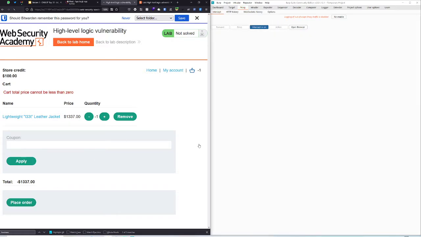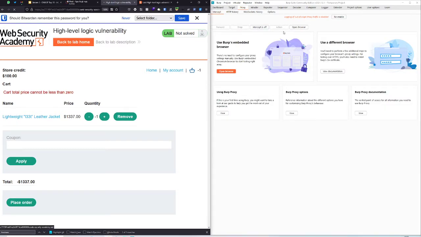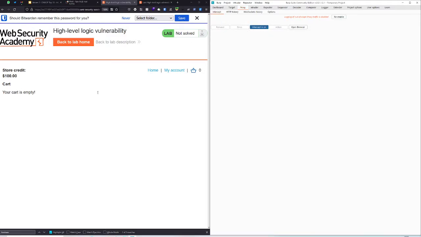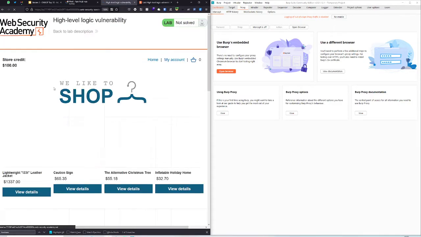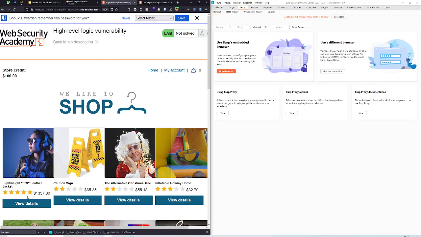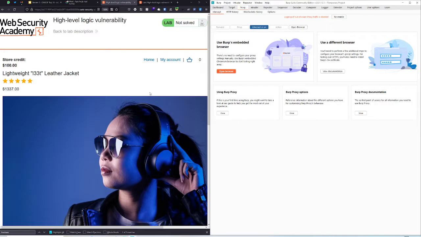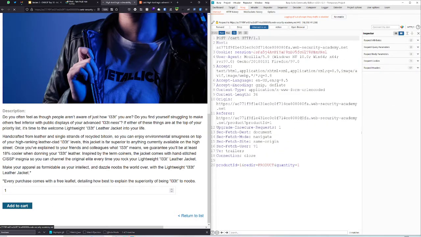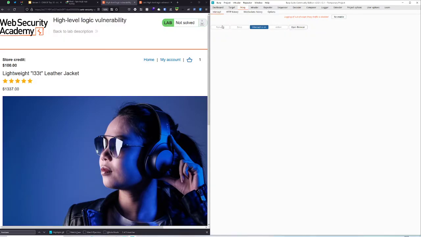Although, this might be off topic a little bit, but what happens if we just, no, that is just an error, okay. Your cart is empty. Thank you. So let's go back to here because apparently it's just removed it from my cart. Let's go add to cart again. Quantity is one. Product ID is one. Let's see what we've got here.